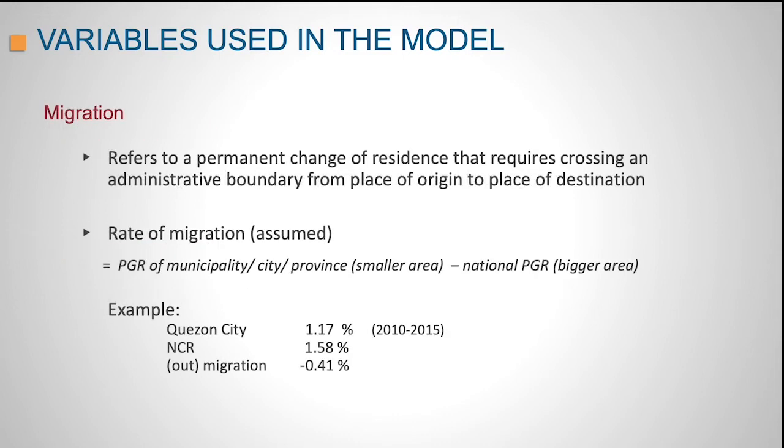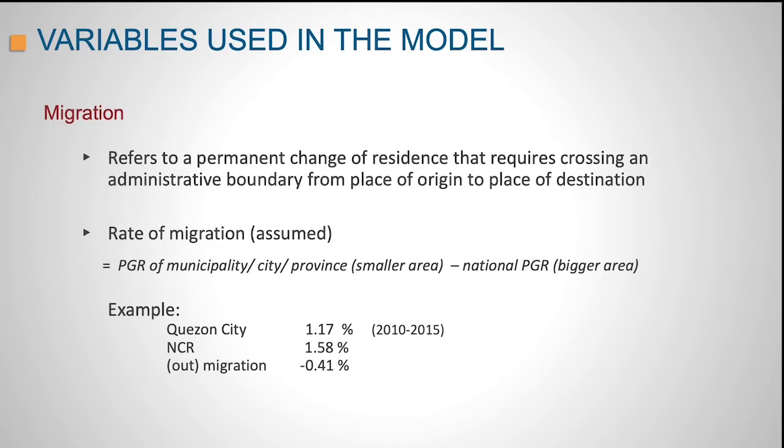Migration refers to a permanent change of residence that requires crossing an administrative boundary from the place of origin to the place of destination. Since the Philippines has no migration database, planners use a straightforward method in estimating the rate of migration. This involves deducting from the population growth rate of an area, say the municipality, city, or province, the PGR of a bigger area of which it is a part.